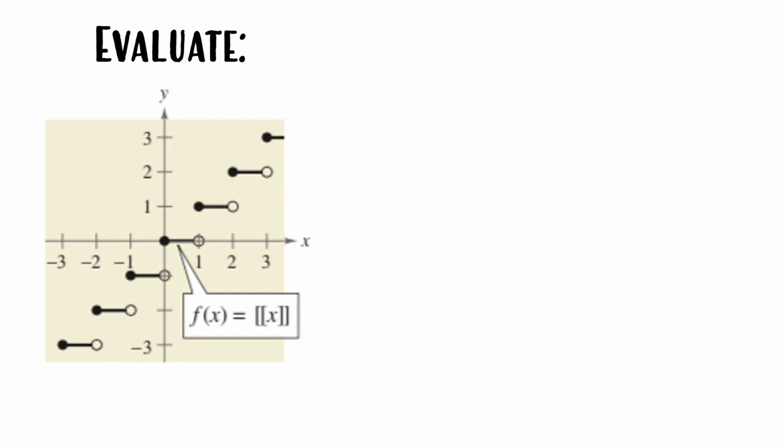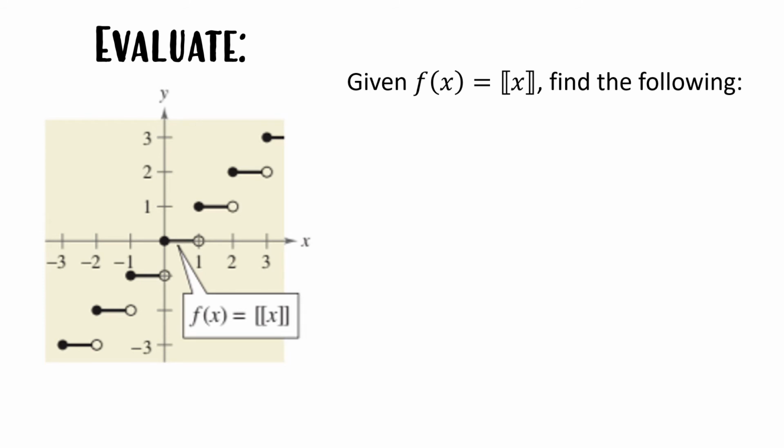So let's look at how we actually evaluate using this function. Given f of x equals the greatest integer function, find the following, starting with f of 2.1. So looking at our graph at 2.1, that would be about here. Our function value is at 2. So f of 2.1 is just 2. Remember, this function takes any real number and rounds it down to the nearest integer.